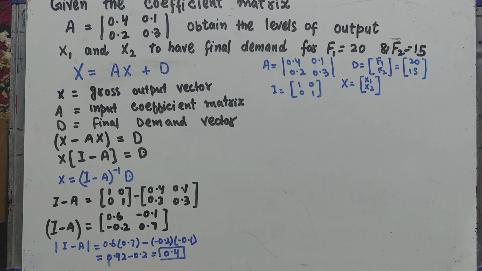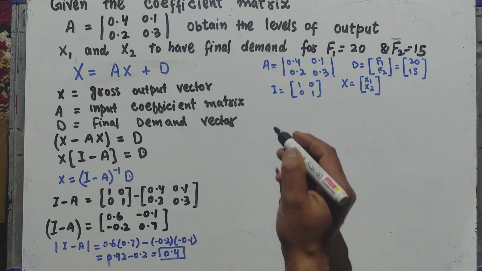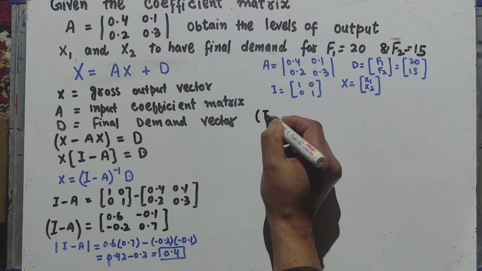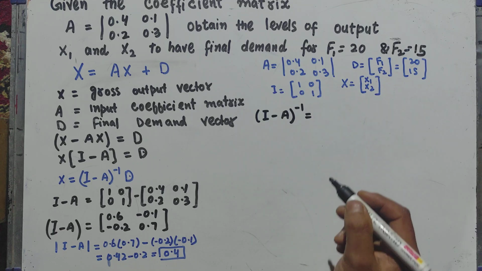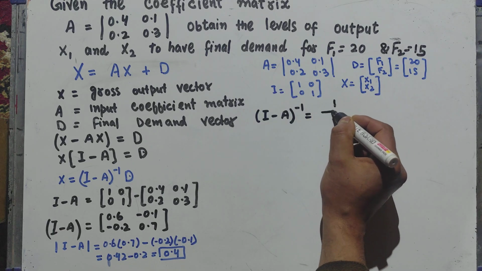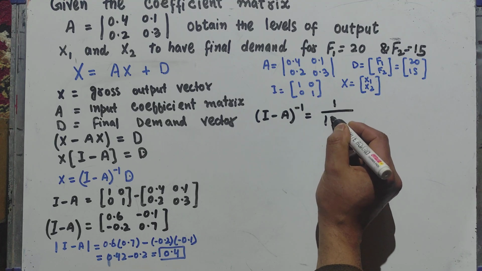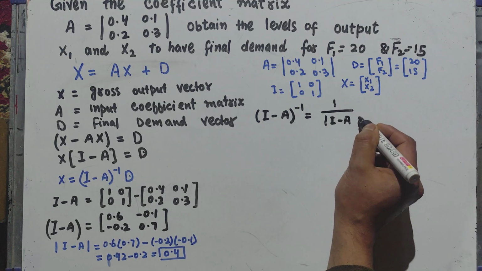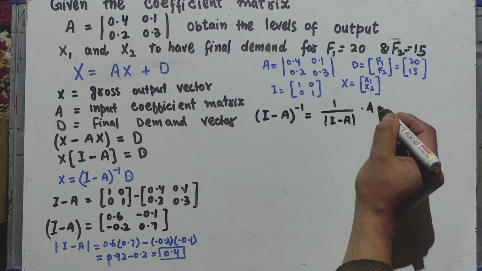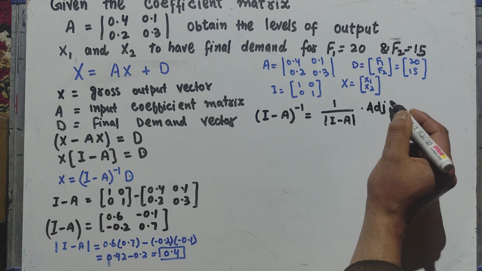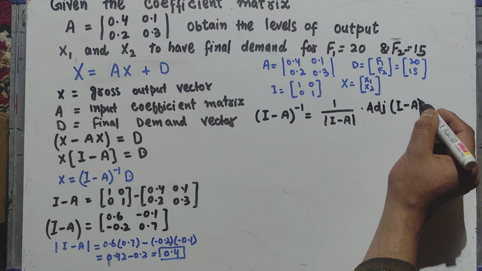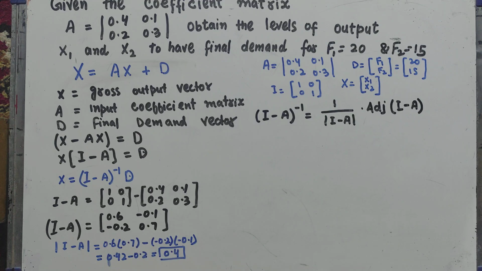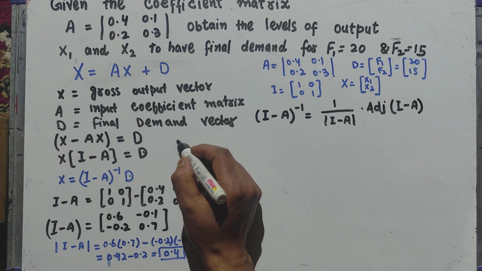Next, we need to find the inverse of this matrix, that is, we need to find I minus A inverse. And the inverse of a matrix, we know, is equal to 1 divided by the determinant of I minus A, which is our Leontief matrix, times the adjoint of this matrix, the Leontief matrix. This is our I minus A matrix. Now first we need to find the adjoint.